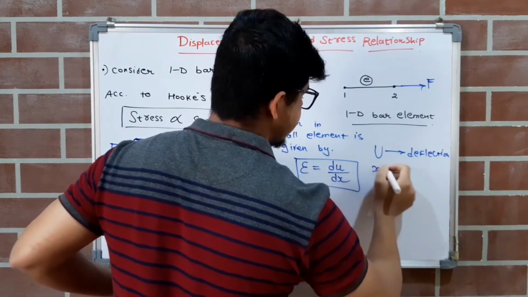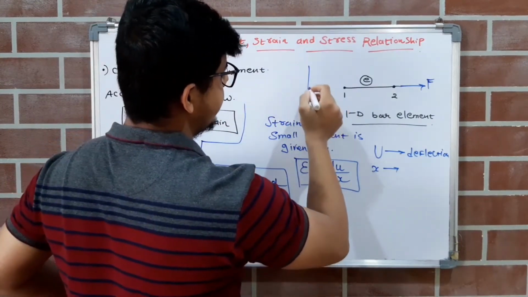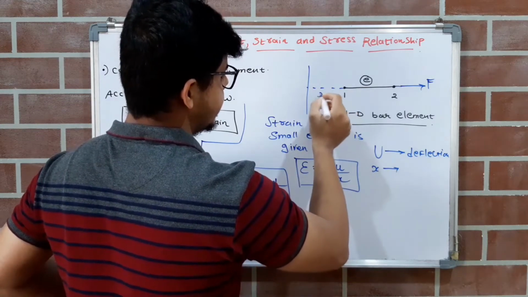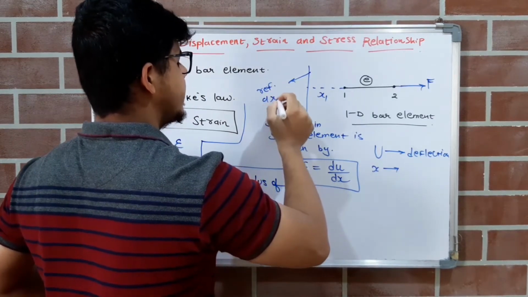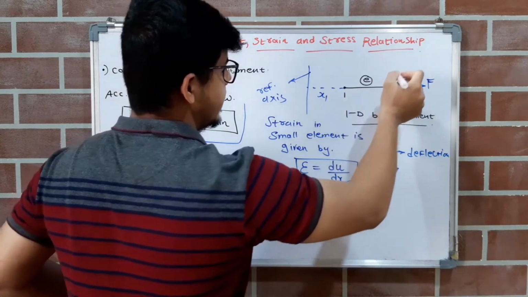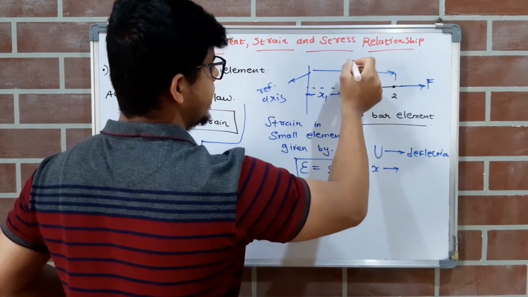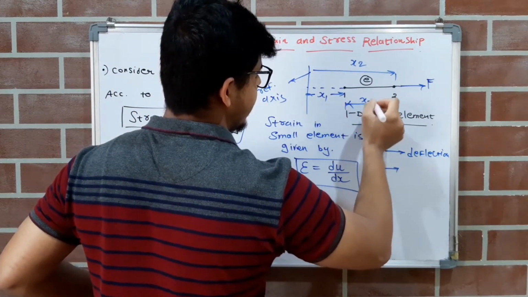Now what is x? If you know, in previous videos we have discussed different coordinate systems. So let's say this is a distance x, and this is a reference axis. From this axis, the distance of node 1 is x1 and the distance of node 2 is x2. So the length of this element will be x2 minus x1, right?